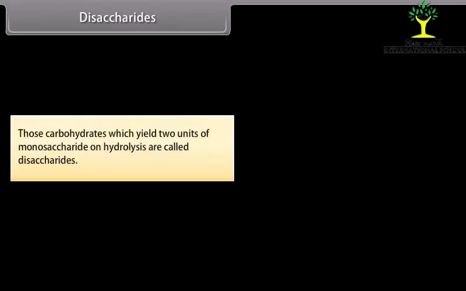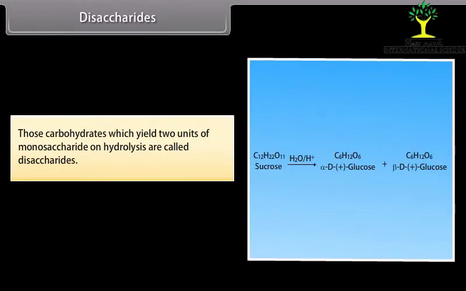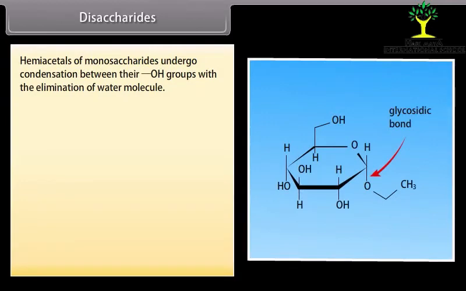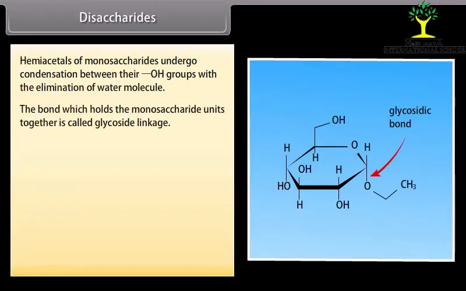Disaccharides. Those carbohydrates which yield 2 units of monosaccharide on hydrolysis are called disaccharides. For example, sucrose yields alpha-D-glucose and beta-D-fructose on hydrolysis. This means that disaccharides are formed by condensation reaction between 2 monosaccharide units. Hemiacetals of monosaccharides undergo condensation between their OH groups with the elimination of a water molecule. The bond which holds the monosaccharide units together is called glycosidic linkage.